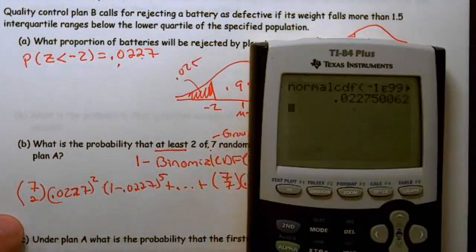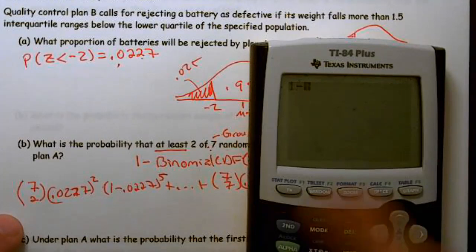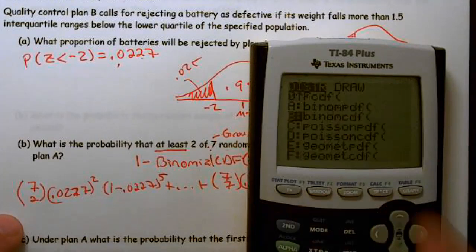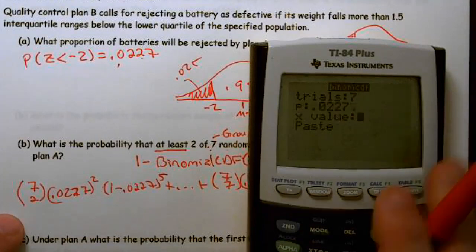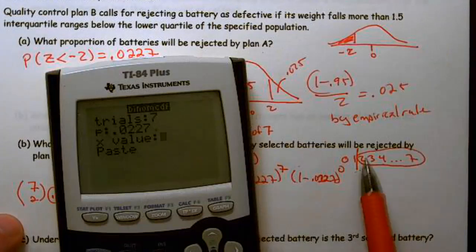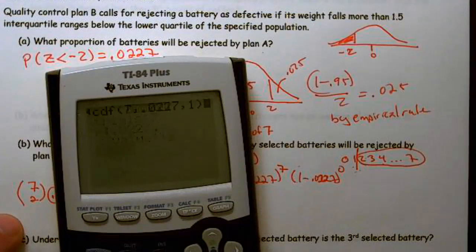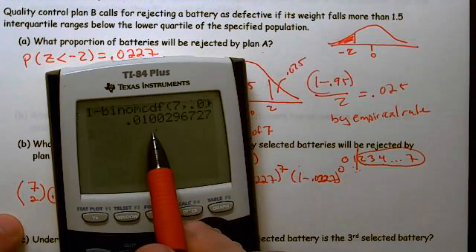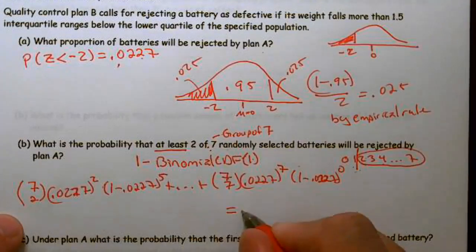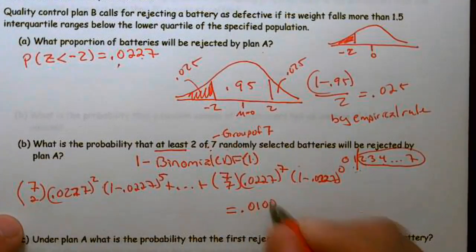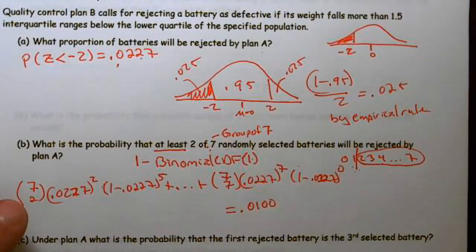So let's run it through the calculator. 1 minus second vars, binomial CDF, trials is 7, our p-value is 0.0227, and for x, remember, we're not subtracting out the 2, we're subtracting out the highest thing we don't want, which happens to be a 1. And we end up getting about 0.0100, about a 1% chance of that happening.